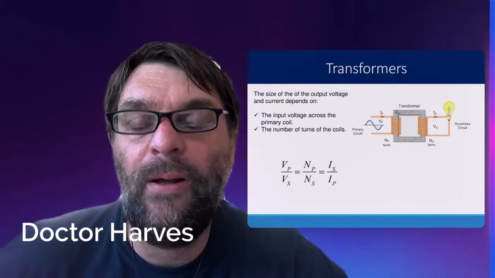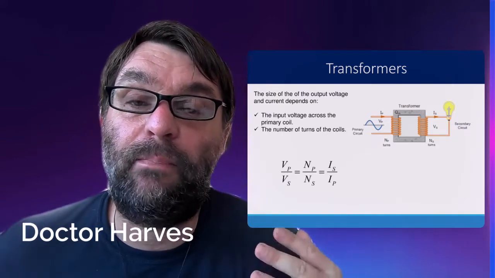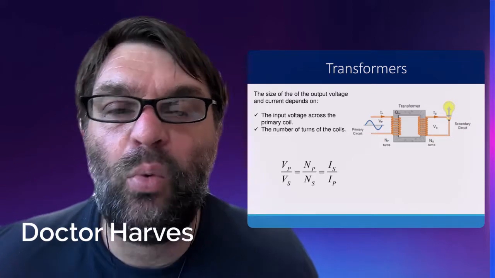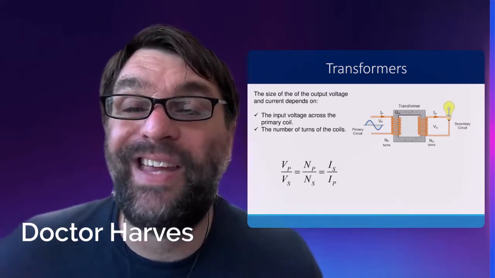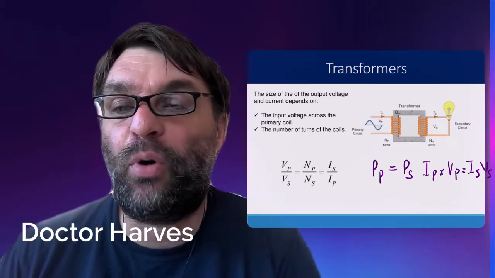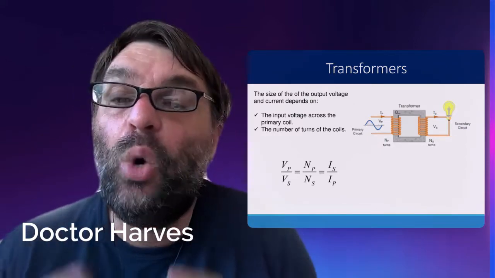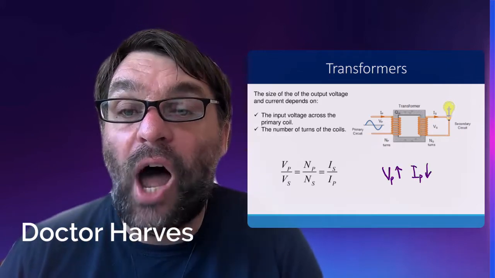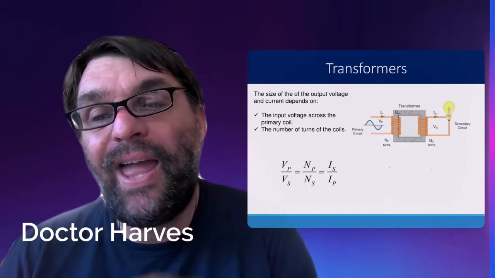From the equation, the primary voltage divided by the secondary voltage will equal the number of turns in the primary coil divided by the number of turns in the secondary coil, which will equal the current in the secondary coil divided by the current in the primary coil. And the power in the primary coil will equal the power in the secondary coil if it's 100% efficient, which means that if the voltage is high in the primary coil, the current will be low, and vice versa.